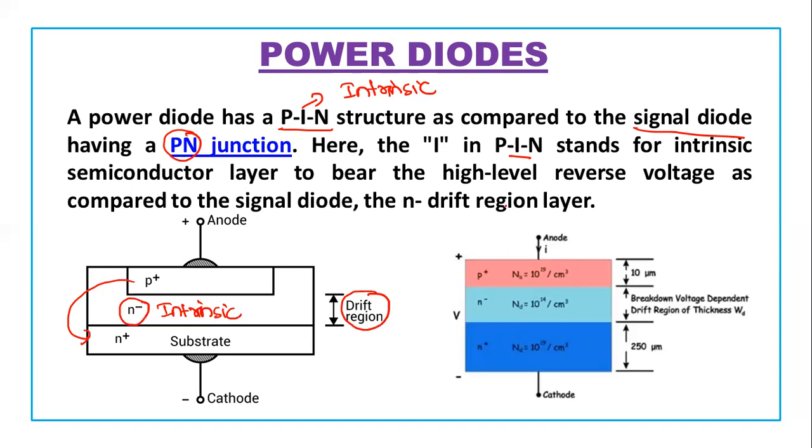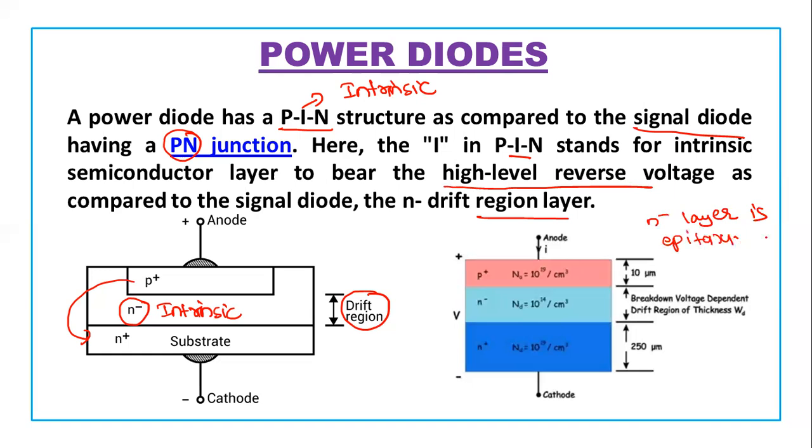So that layer is there to bear a high level of reverse voltage as compared to the signal diode; the N minus drift region layer is used for that. Reverse recovery voltage and all these things we are studying in detail. So now coming to the construction. I told you there is a P plus and N minus layer, right? The N minus layer is epitaxially grown.